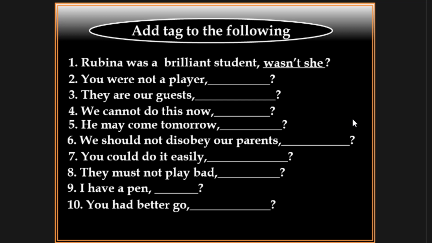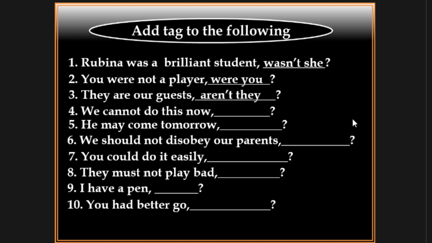Question number 2. You were not a player. This statement is a negative statement. Here the operator is were and here the subject is you. That means the tag question will be were you? Question number 3. They are our guests. This is a positive statement. That means the tag question will be aren't they?